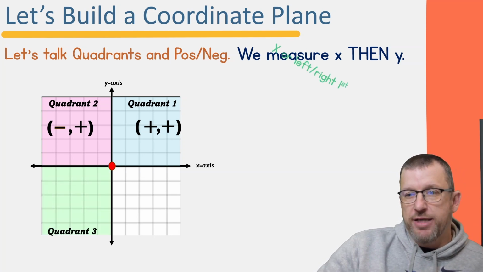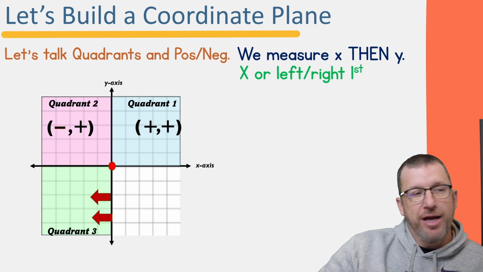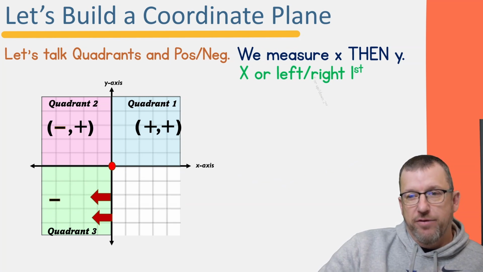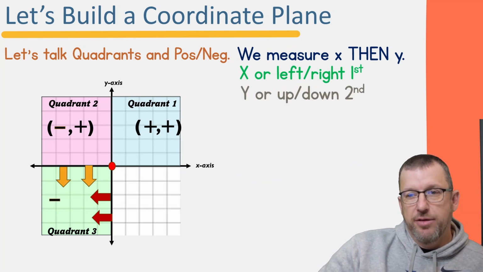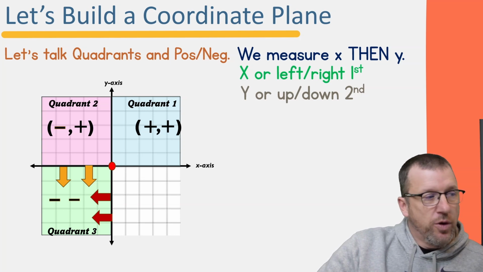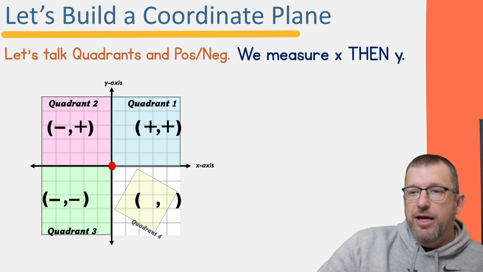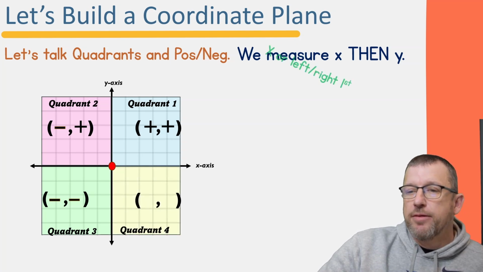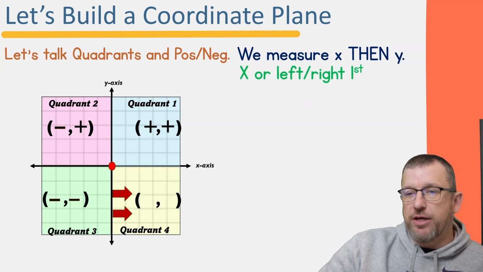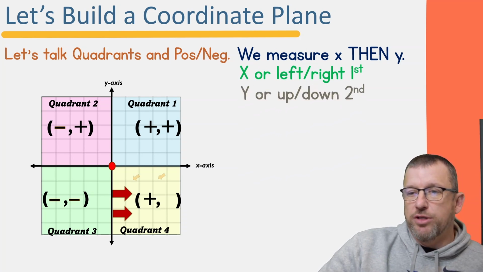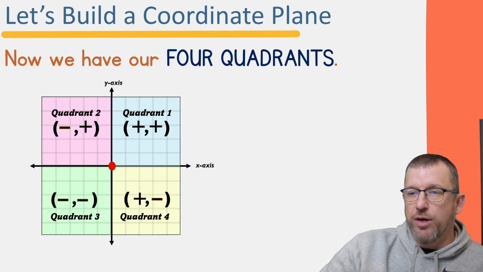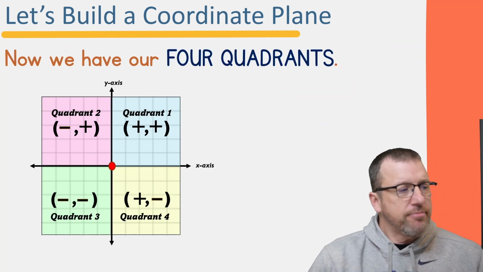Quadrant 3, you guessed it, we're going to measure the same thing. We go left, that means we're going negative. We go down, that means we're measuring negative. So quadrant 3 has all the coordinate pairs that have a negative and a negative. And then we got quadrant 4, go right. Everything that goes right is going to be a positive. Everything that goes up and down, if it goes down, it's going to be a negative. So quadrant 4 gives us a positive, negative.